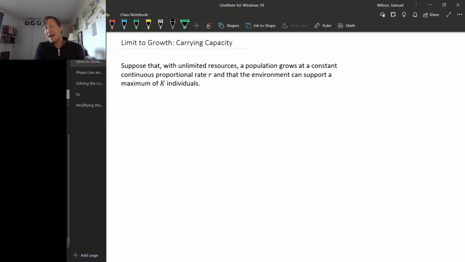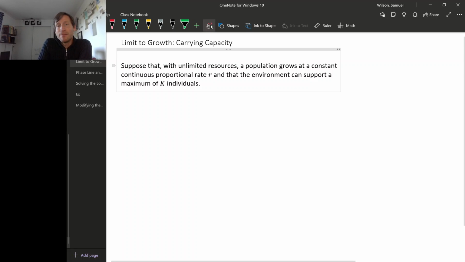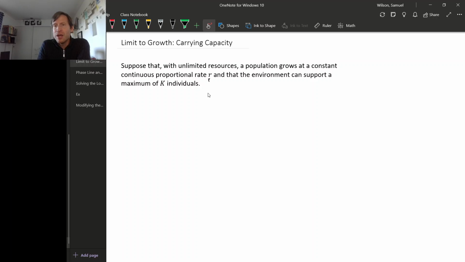And the idea of a maximum population that the environment can support, that's called a carrying capacity. So what we need to do is, in addition to having some sort of natural continuous proportional growth rate, which we'll call r, we need to also somehow add to this description a maximum number of individuals, k, that the environment can support. So our initial description of this population was dp/dt equals the growth rate times p, right?